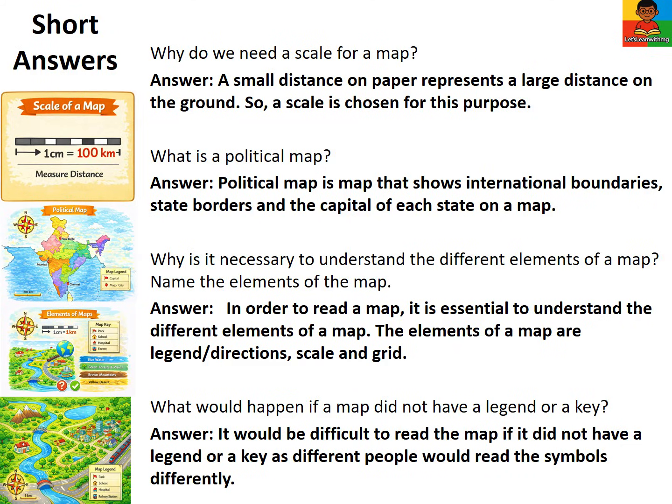Why is it necessary to understand the elements of a map, and what are the elements? In order to read a map, it is essential to understand the elements, which are legend, directions, scale, and grid. What would happen if a map did not have a legend or a key? It would be difficult to read the map, as different people would read the symbols differently.